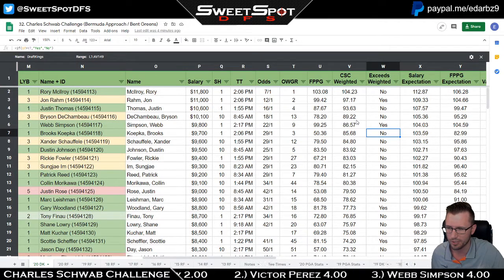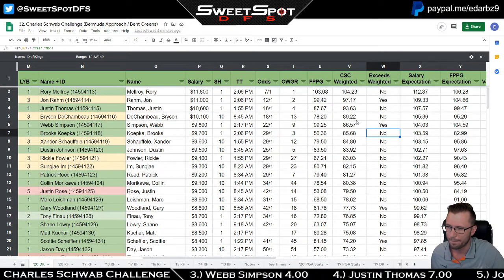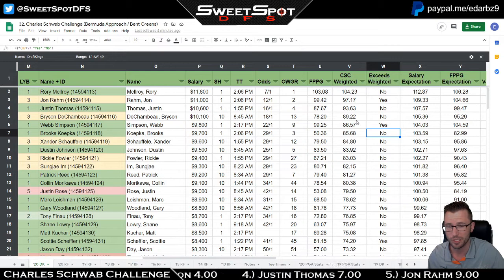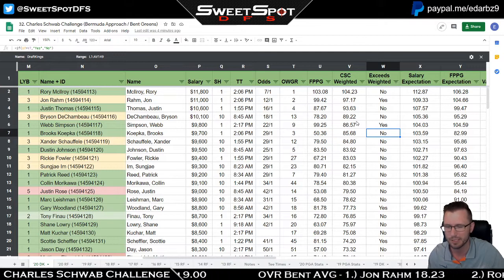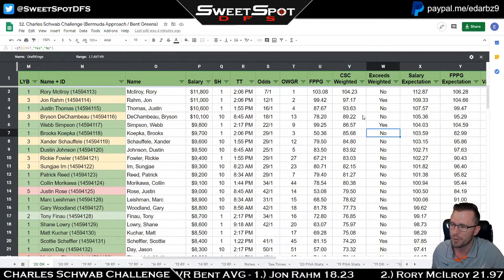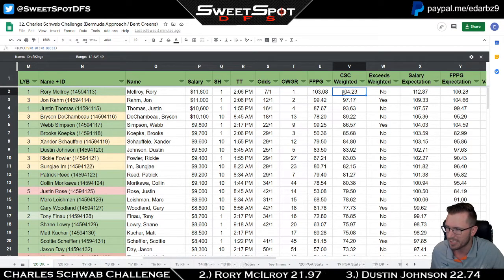So Kevin Na last year scored 8 points less than the average. Well, it wouldn't have been the average at that time. Kevin Na's score is baked into that average score. So anyways, the weighted score for Rory based off his salary would be 104.23.